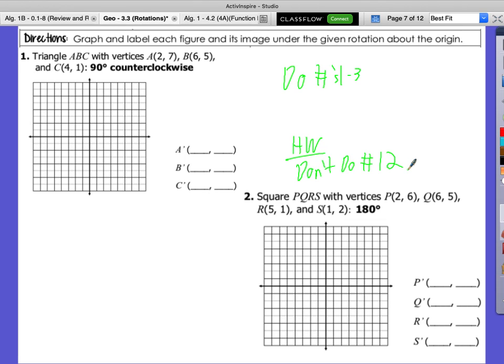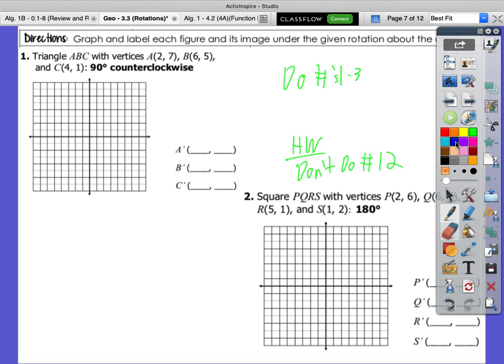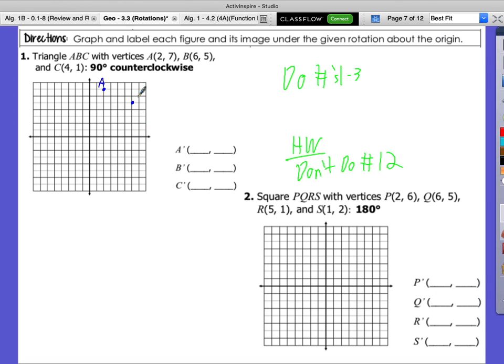A reminder on the homework, we won't do number 12, so we're just doing 1 and 3 on our notes here. I'm gonna go ahead and work through 1 up here, since I think the majority of us have it. Once we're done with 1, 2, and 3, we can go on to our homework, if you've had it checked.